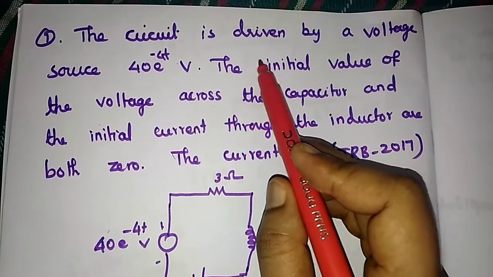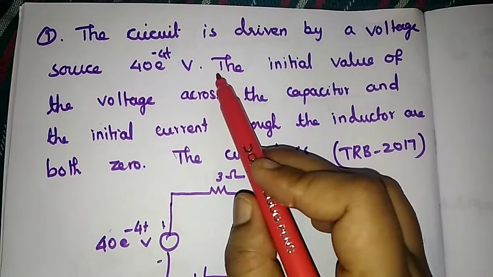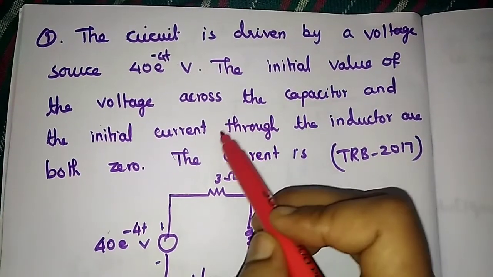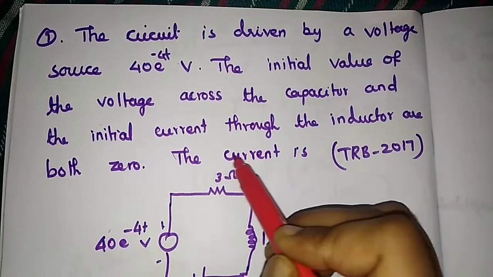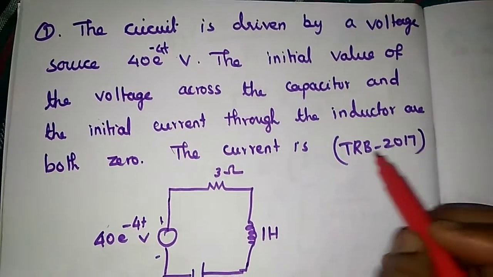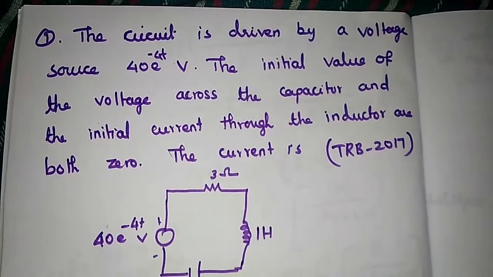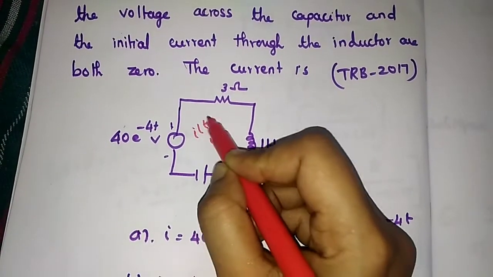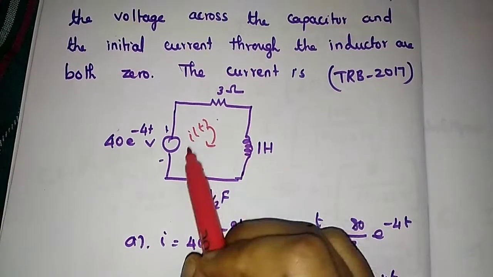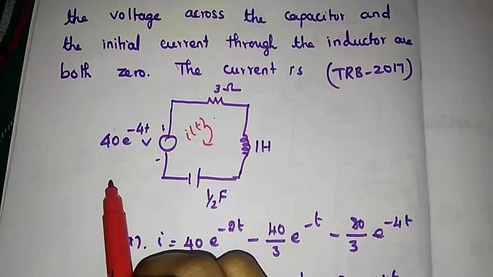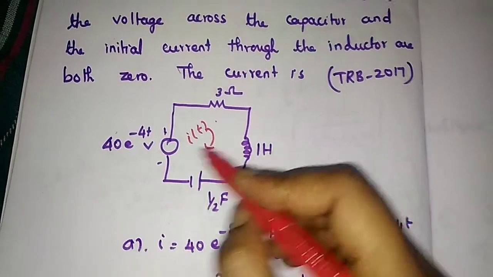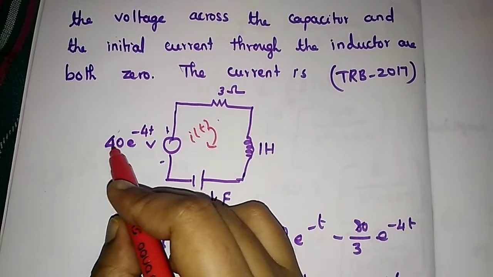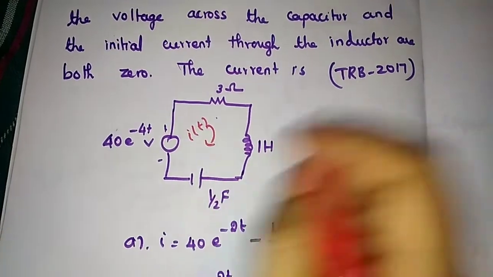So the first question: the current is driven by a voltage source 40 e^(-4t) volt. The initial value of the voltage across the capacitor and the initial current through the inductor are both zero. The current is, and this is a question from TRB 2017, and this is a circuit, and this is i(t). The same kind of question we solved in our previous video, where they gave the voltage as 100 volt, and here the voltage is 40 e^(-4t) volt.